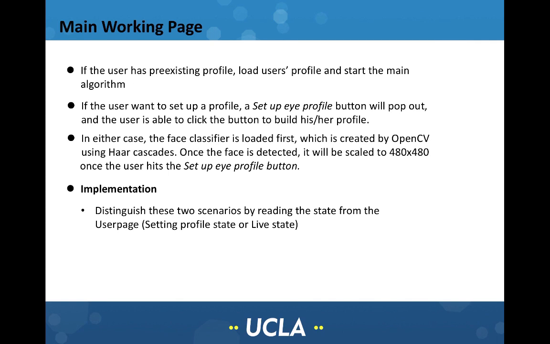The main working page works as follows. If the user has a pre-existing file, it simply loads the user's profile and starts the main algorithm. If the user wants to set up a new profile, a Setup App Profile button will pop out, and the user is able to click the button to build his or her profile. In either case, the face classifier is loaded first, which is created by OpenCV using Haar cascades. Once the face is detected, it will be scaled to 480 by 480.